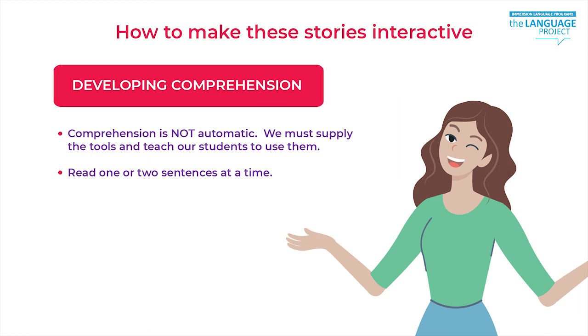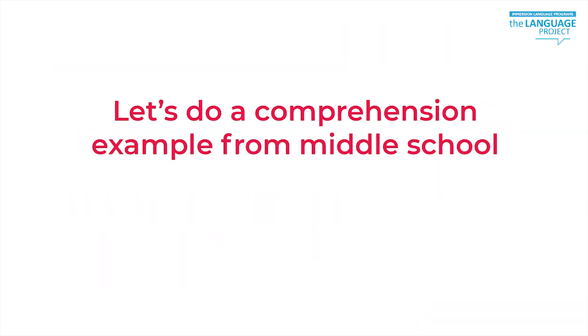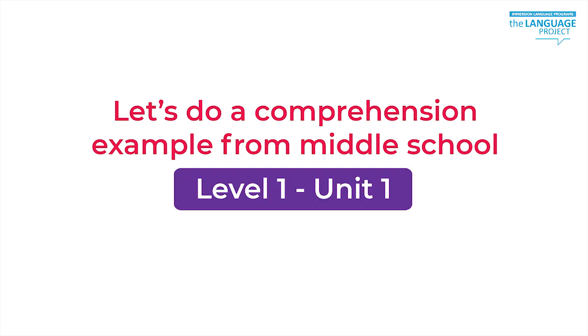We're going to ask comprehension check questions to make sure that they are following along and they know what's going on with the story. We're going to use all of our question types. We're going to use yes/no questions. We're going to use either or questions, and we're going to use general questions as well. Let's do a comprehension check example for middle school.